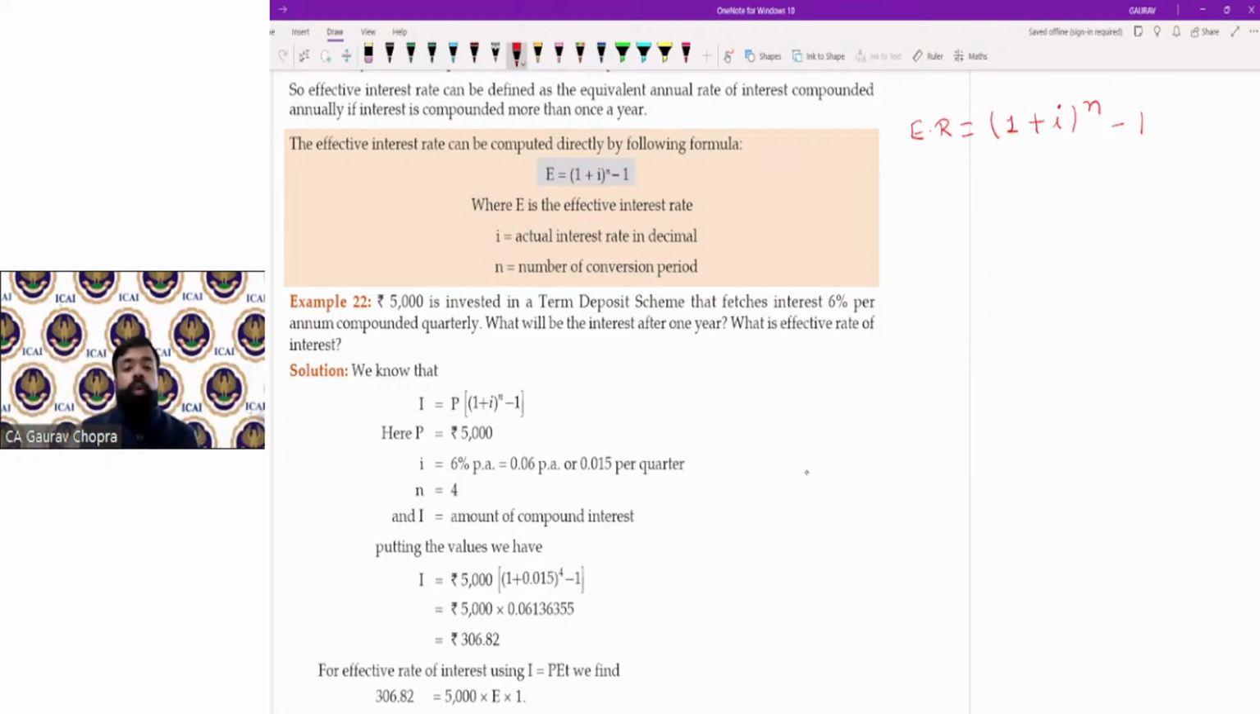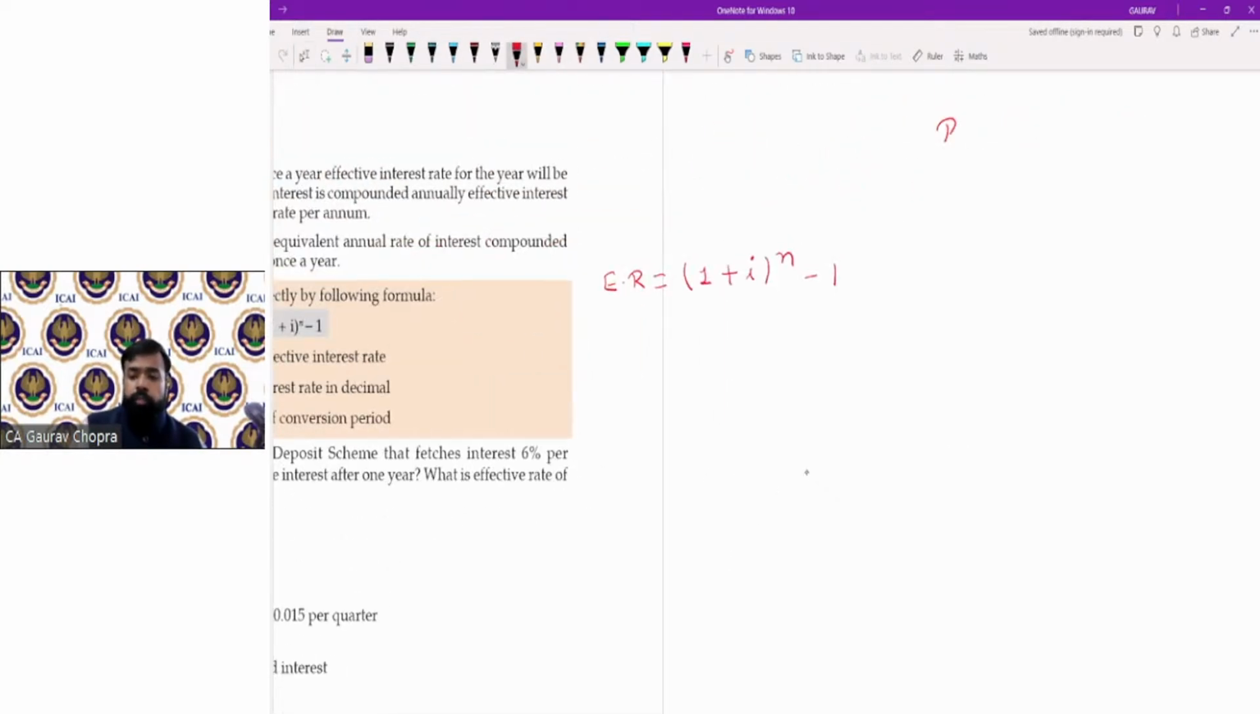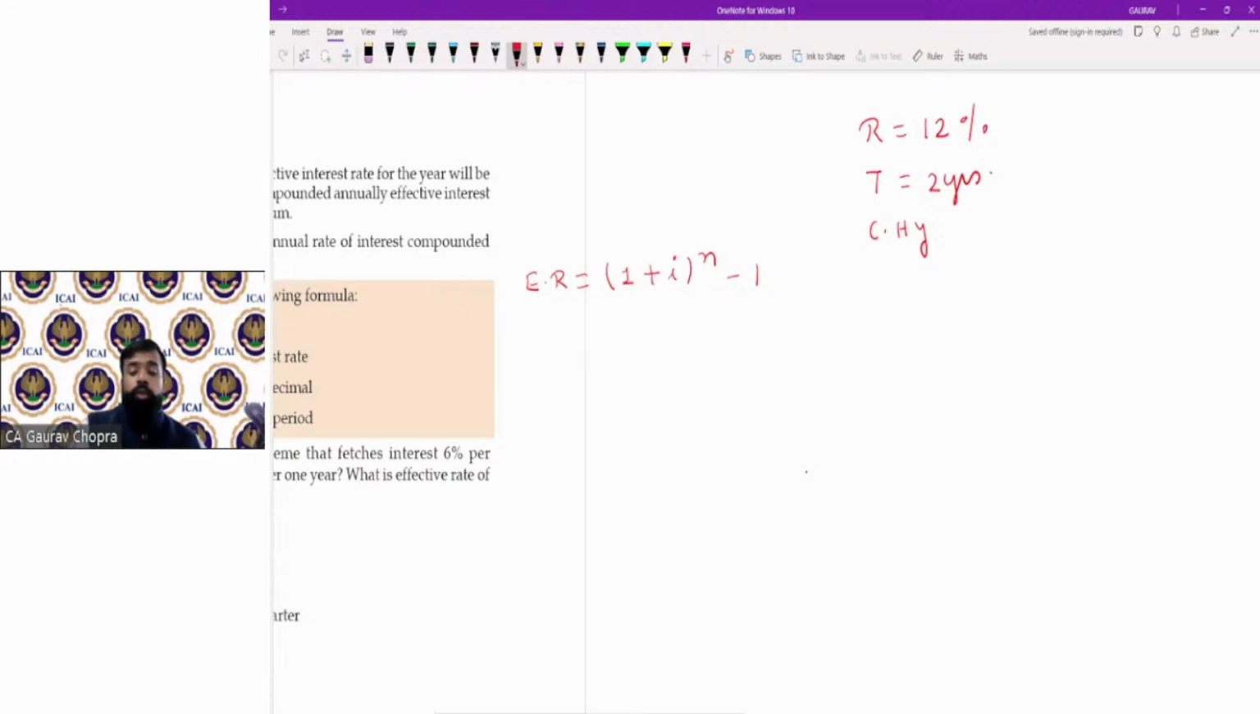Therefore, we calculate effective rate. For example, if we say the rate of interest is 12%, right? And the time period is 2 years. And compounding is done on half yearly basis. So what is the first step? We have to do the conversion, convert the rate according to half year. So 12 upon 2, it becomes 6%.